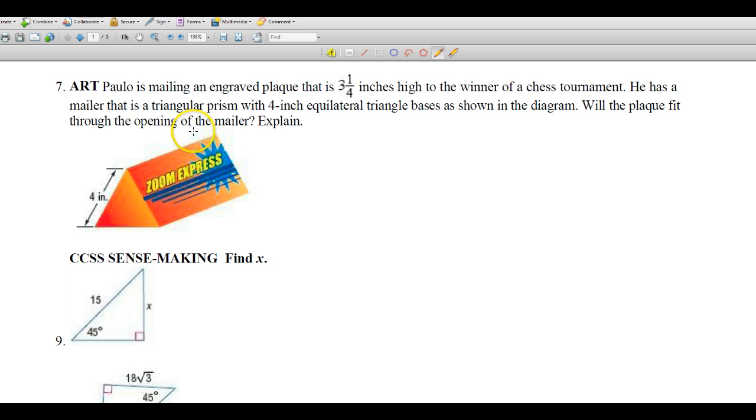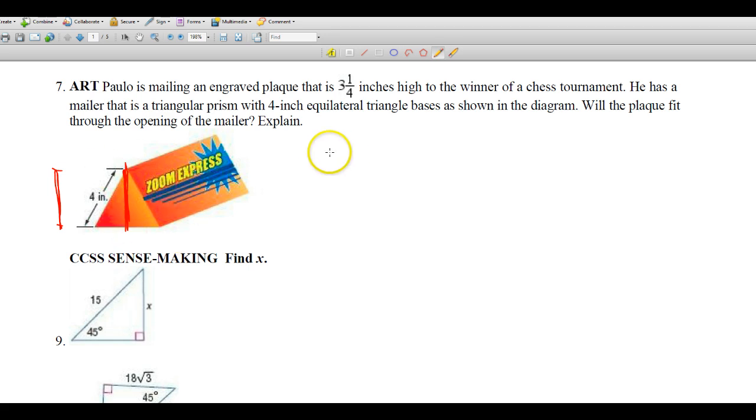For number 7, Paulo is making an engraved plaque that is 3 1/4 inches high to the winner of a chess tournament. He has a mailer that is a triangular prism with 4-inch equilateral triangle bases as shown in the diagram. Will the plaque fit through the opening of the mailer? Explain. So basically what we want to know is the height of this triangle. So from here to here, vertical distance, is that greater than 3 1/4 inches, so that we'd be able to slide the plaque in there.